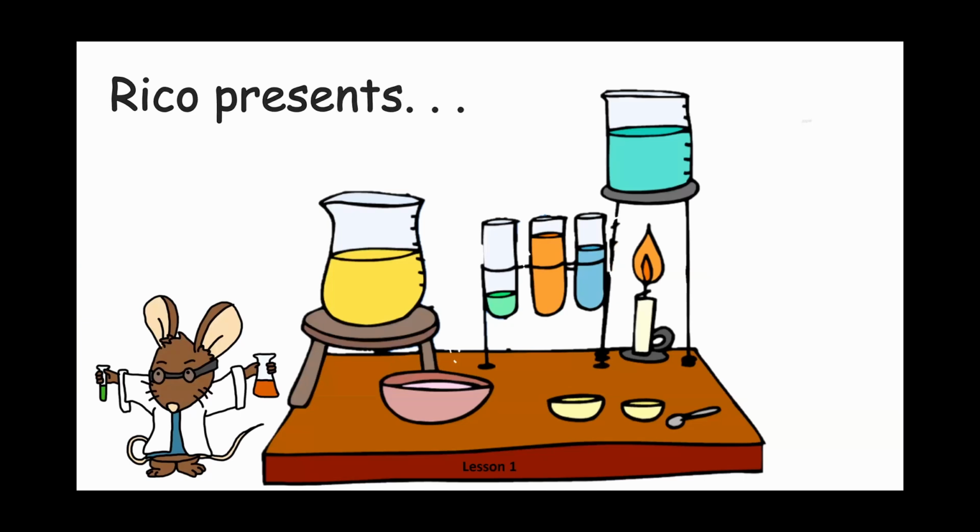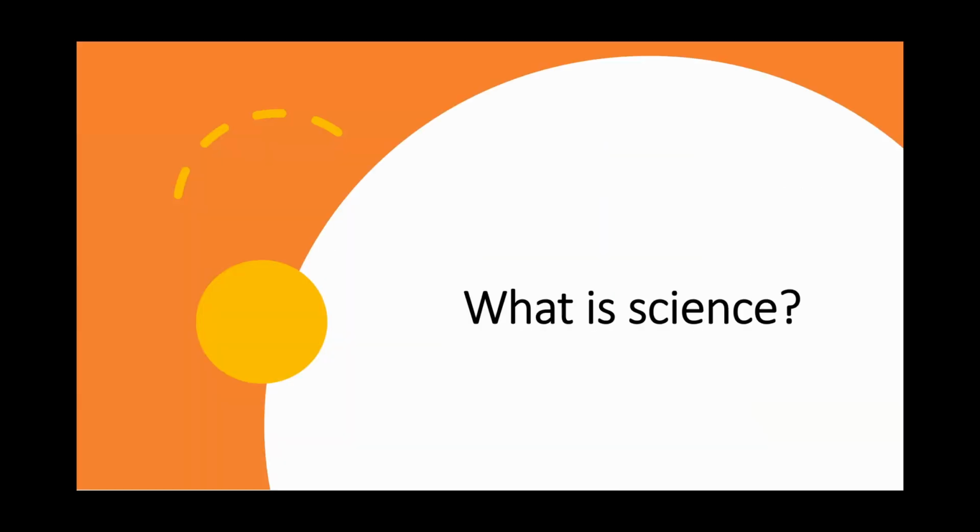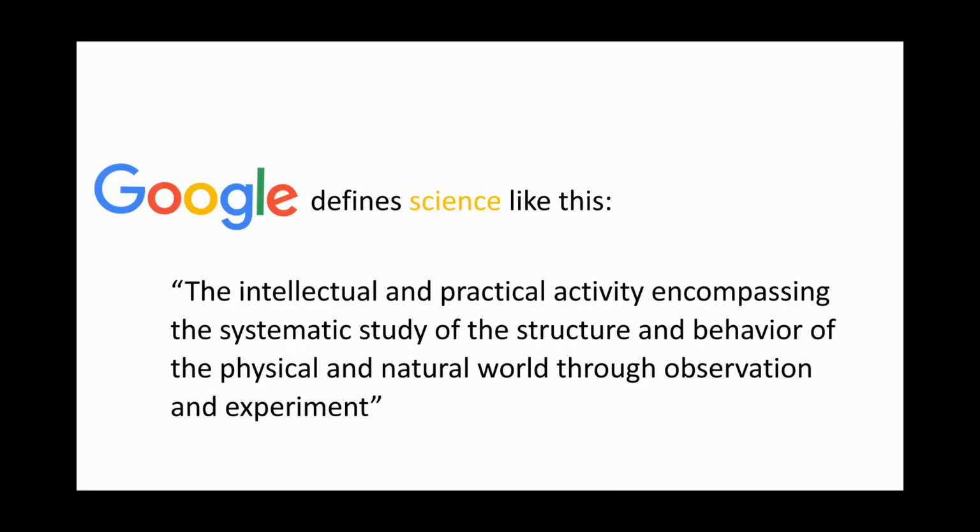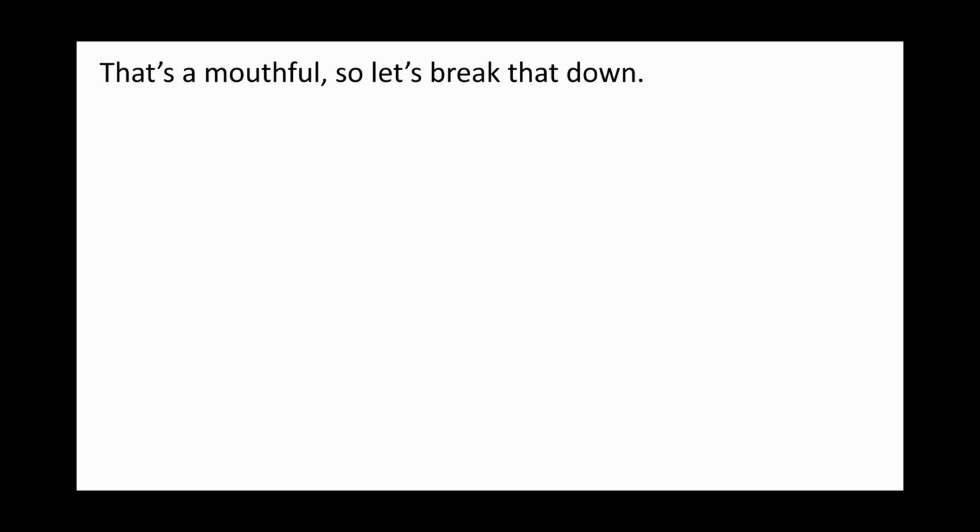Rico presents How to Science. All right, so what is science? Google defines science like this: the intellectual and practical activity encompassing the systematic study of the structure and behavior of the physical and natural world through observation and experiment. That's a mouthful, so let's break it down.